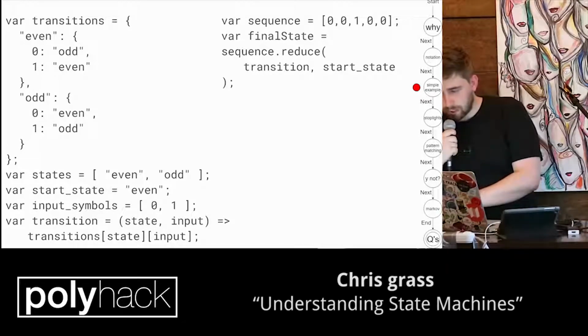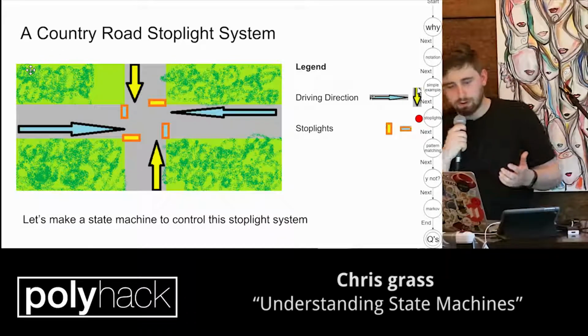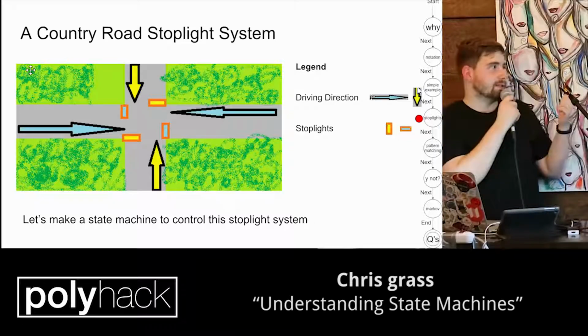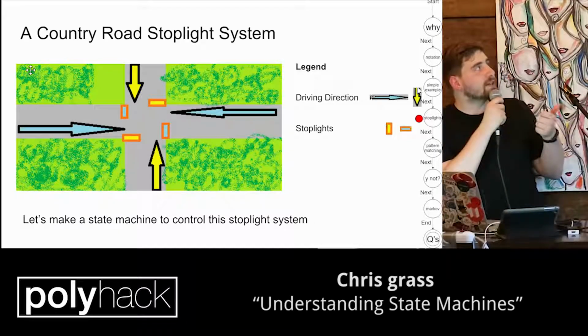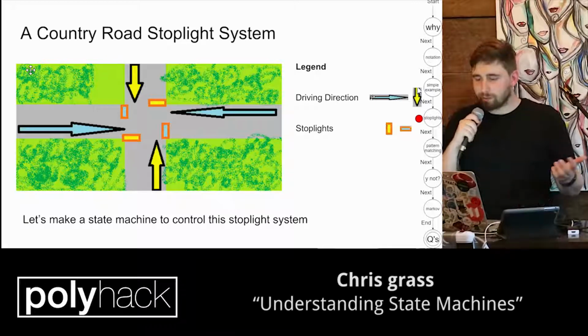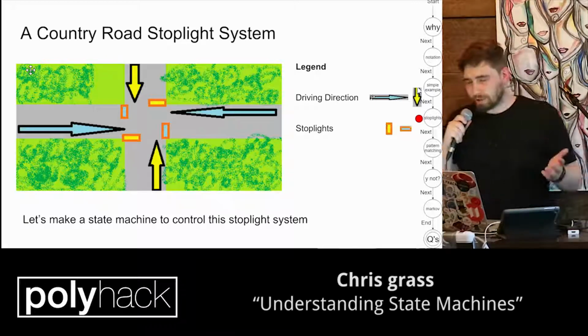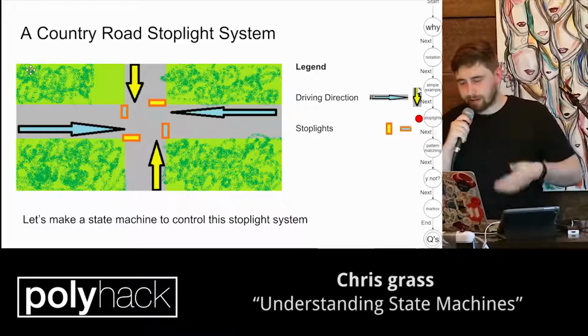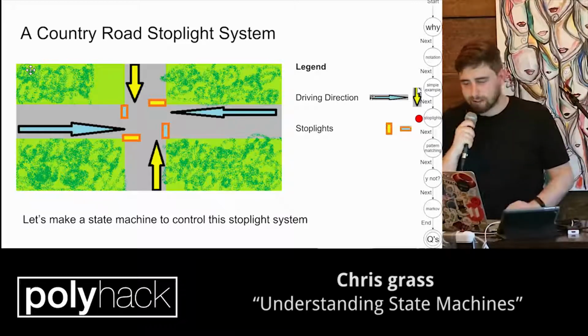So I want to go into a more tangible example. That's all in code, but let's get into something real world. The example I came up with is a country road stoplight system. The importance of the country road is that there's not much traffic, so you don't need that much complexity.